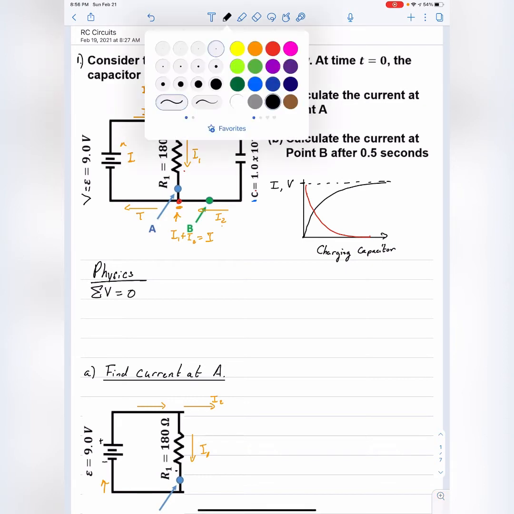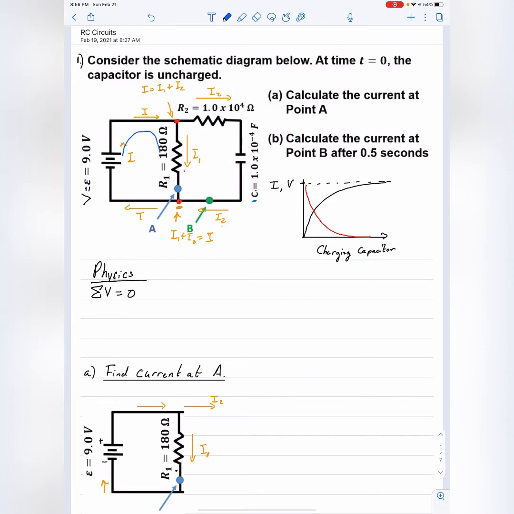What this means is basically that if I were to take a whole loop around here and sum up the change in electric potential, or the voltage, which is 9 volts here for the EMF, and then sum up the voltage across resistor 1 here, the sum of those will equal 0. It is also included here for loop 2. In loop 2, we have the voltage across resistor 1, the voltage across resistor 2, and the voltage across the capacitor. Once you sum those up, it should equal 0.